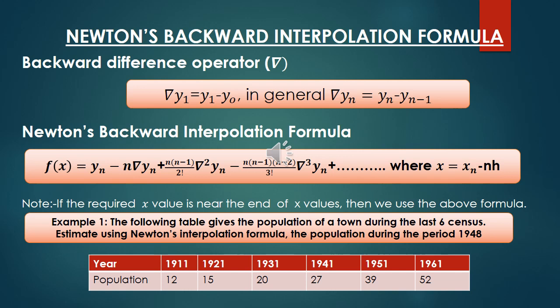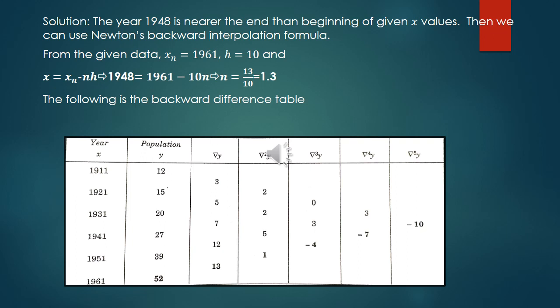The value of x equal to 1948 is near to the nth value of the given x. Therefore, we apply Newton's backward interpolation formula. On the given data xn, the last given value of x, is equal to 1961, h is the interval of difference, that is equal to 10, and applying the result x equal to xn plus nh, and substituting the values where x equal to 1948, that is equal to xn 1961 plus n we don't know, h is equal to 10. Then we can easily calculate the value of n is equal to minus 13 by 10, that is equal to minus 1.3.